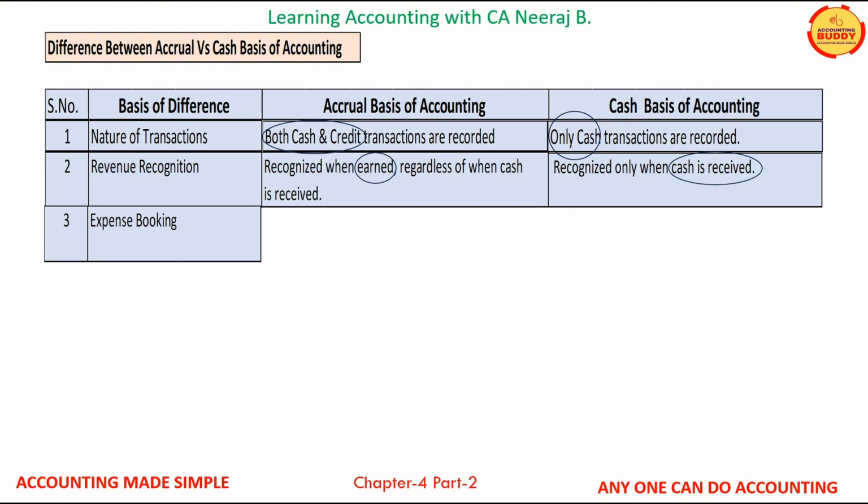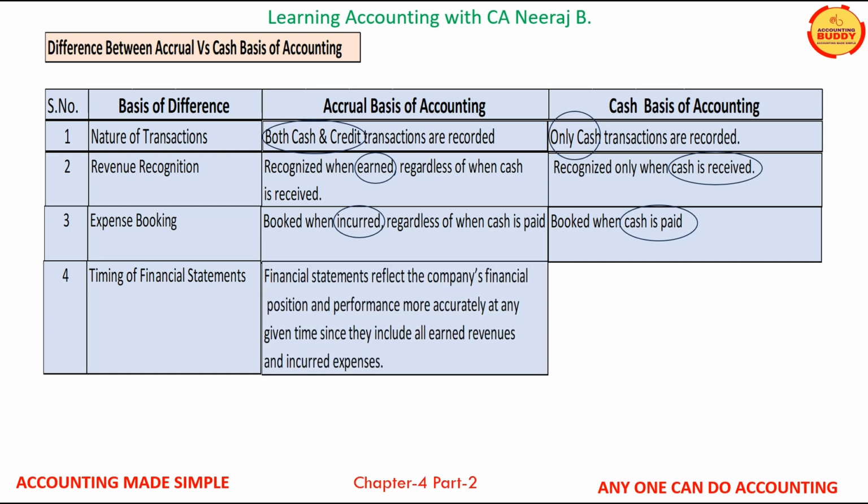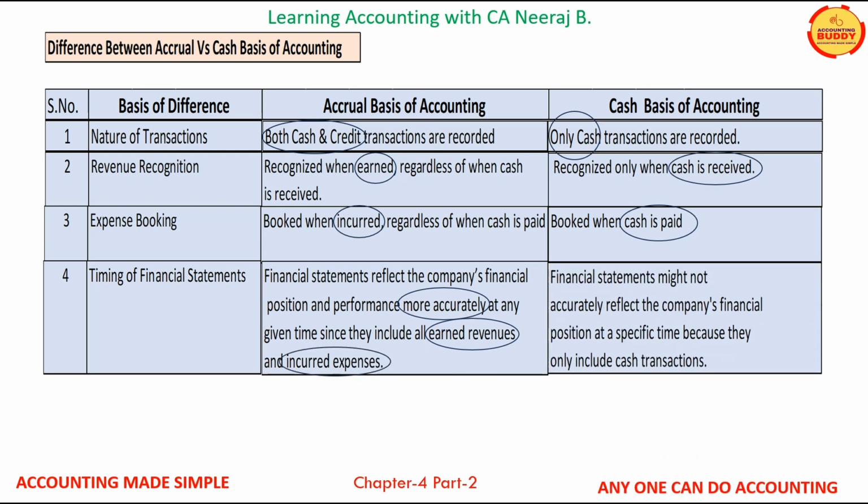Number 3, expense booking. Under accrual basis of accounting, expenses are booked when they are incurred, regardless of when cash is paid. While under cash basis of accounting, expenses are only booked when the cash is actually paid. Number 4, timing of financial statements. Under accrual basis of accounting, financial statements reflect the company's financial position and performance more accurately at any given time because they include all earned revenues and incurred expenses. While under cash basis of accounting, financial statements might not accurately reflect the company's financial position at a specific time because they only include cash transactions.